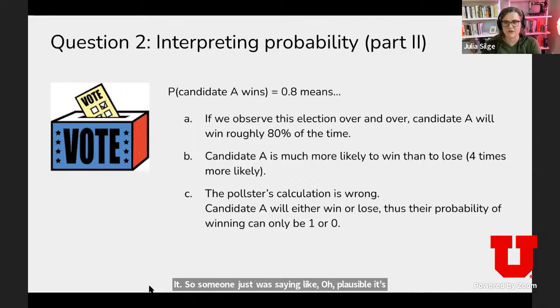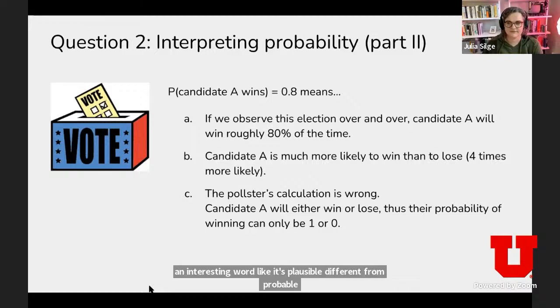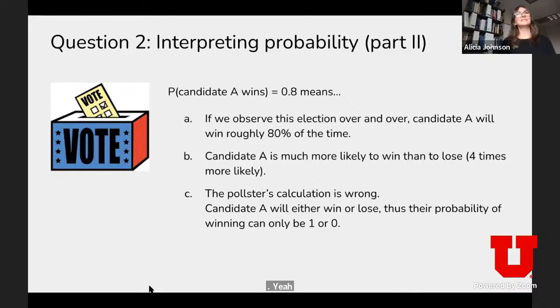Is plausible different from probable? Good question. In terms of semantics, I guess probable is related to probability. So I would be fine with probable. And then somebody might ask you, well, what do you mean by probable? And to that I might say plausible. But in most contexts, I use them synonymously. It's a great question.